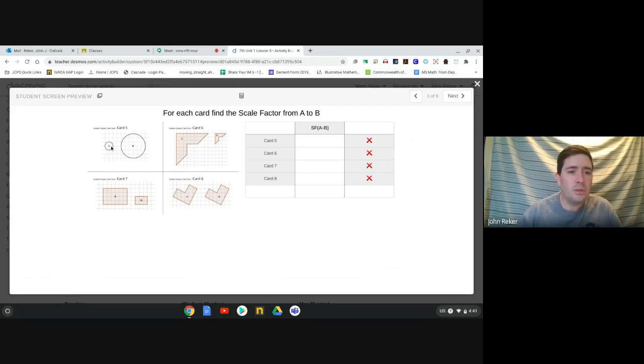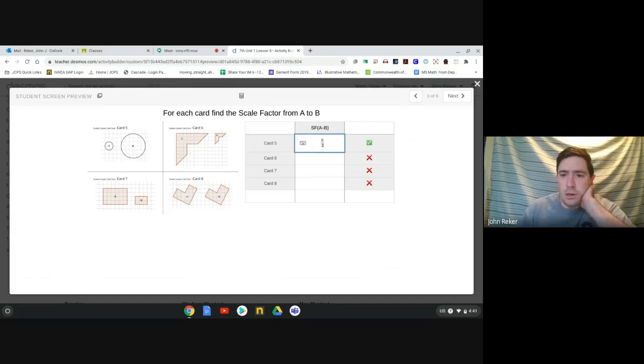So this has a length of 2. This has a length of 1, 2, 3, 4, 5, 6. So 6 over 2. 6 over 2 is 3. I wonder if I can put 6 over 2 and see what happens. Yep, that works. Or you could say it's 3. Same thing. Card number 6 here. Notice that A, which is the original, shrinks down to B. So that must be less than 1.